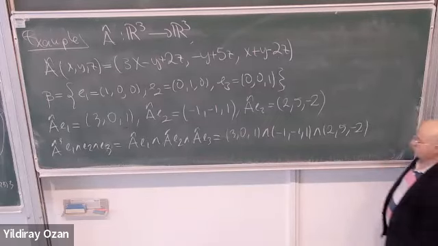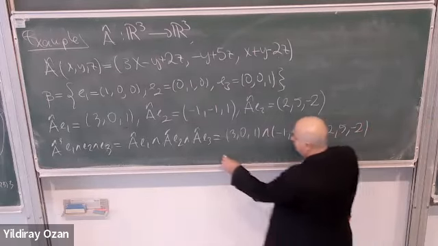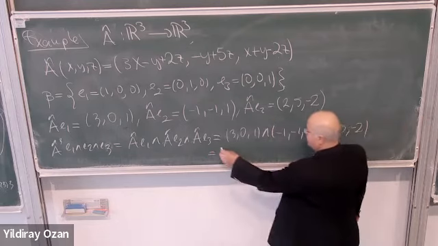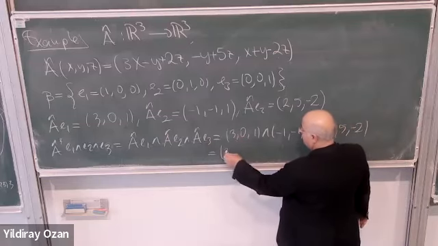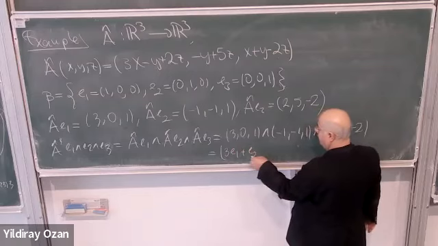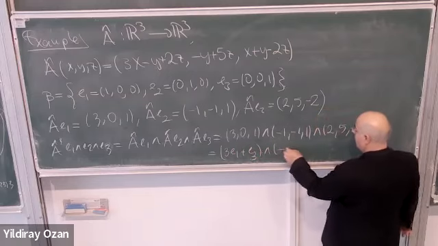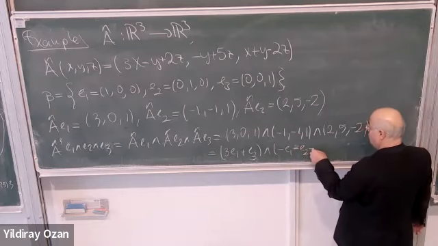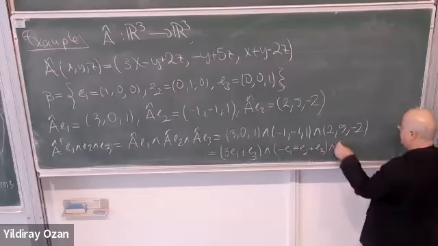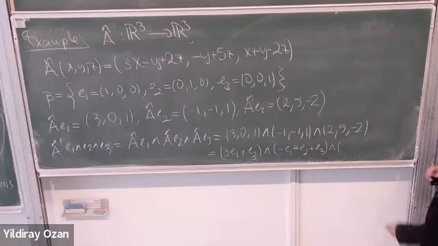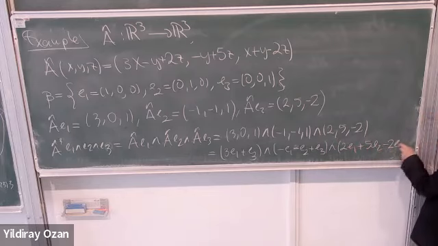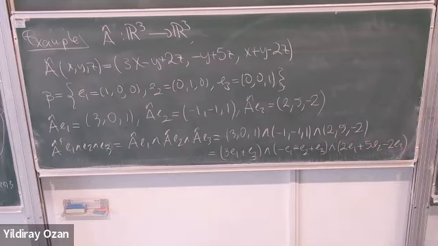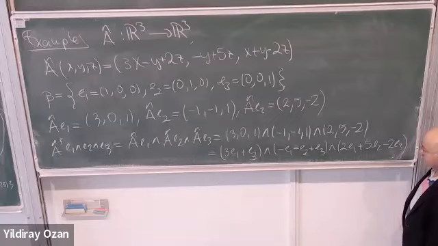Actually, to make computation easier, it is better to write these vectors using the basis. So this is just 3e1 plus e3. This is just minus e1 minus e2 plus e3. And this is just 2e1 plus 5e2 minus 2e3. And then we just take the determinant. We just compute the product.